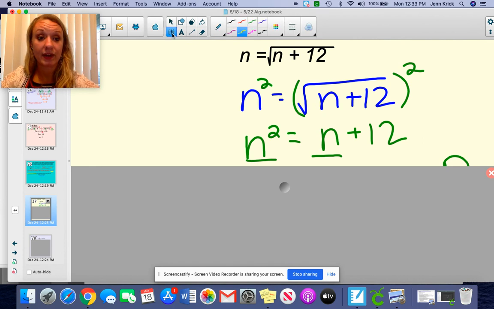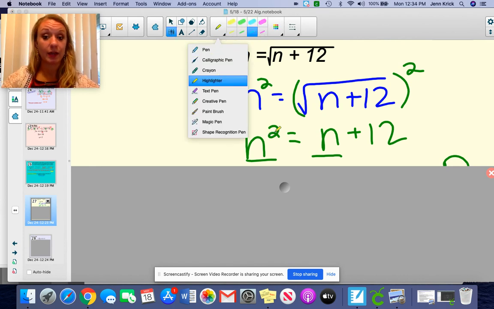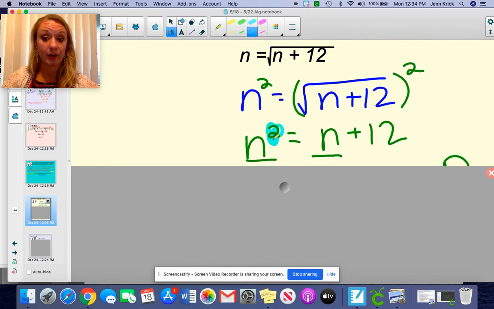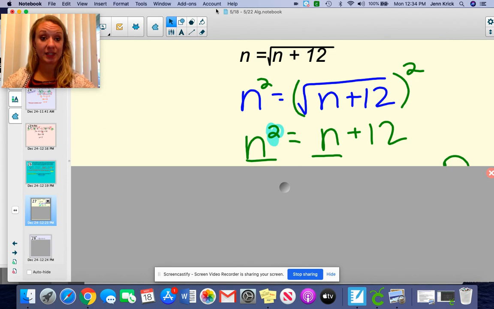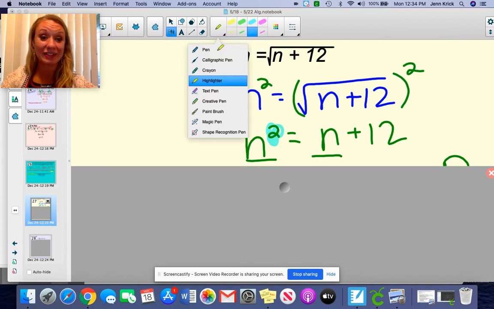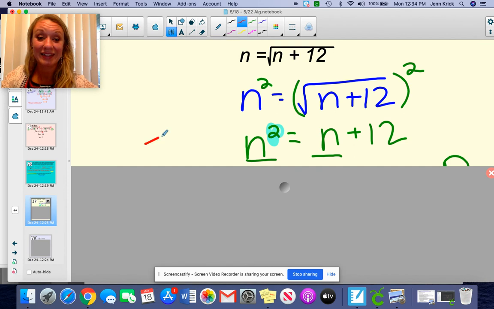When you see that exponent of 2, your brain better be moving and saying, uh-oh, this is going to be solving a quadratic equation. I know I'm probably going to have to factor. But first, we need to set everything equal to 0. Don't forget that. That was just the last chapter. That was last week. So we need to set everything equal to 0. So we'll subtract over the n, and we'll subtract over the 12.